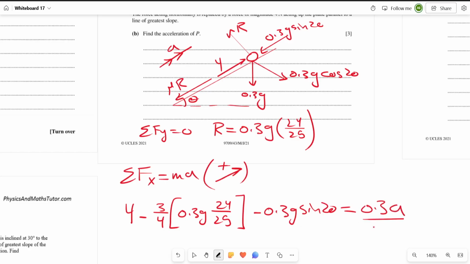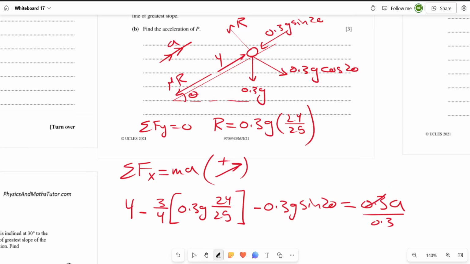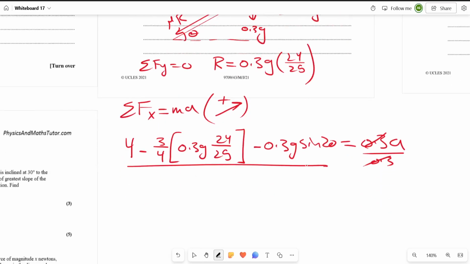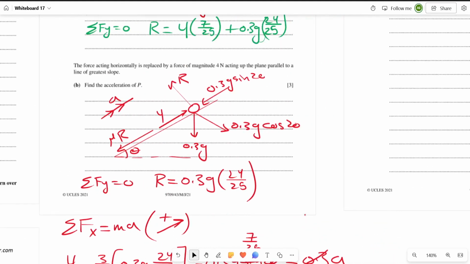So if I want to find a, I divide both sides by 0.3. If I put this in the calculator, you can replace this sine 20 with 7 over 25. You're going to find a having an answer of 10 over 3 meters per second squared. That is the value of a. And now you got your 3 marks.